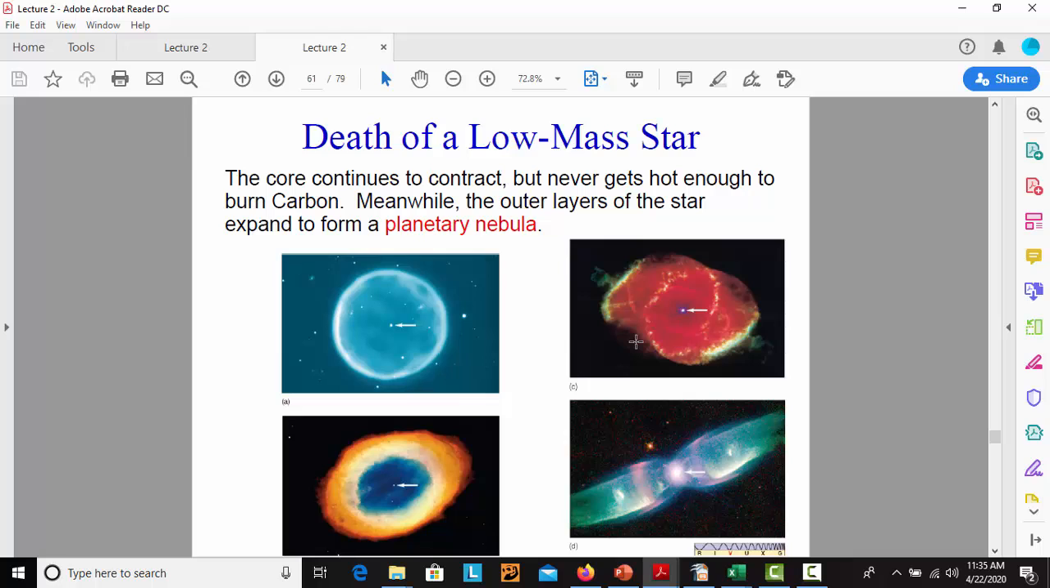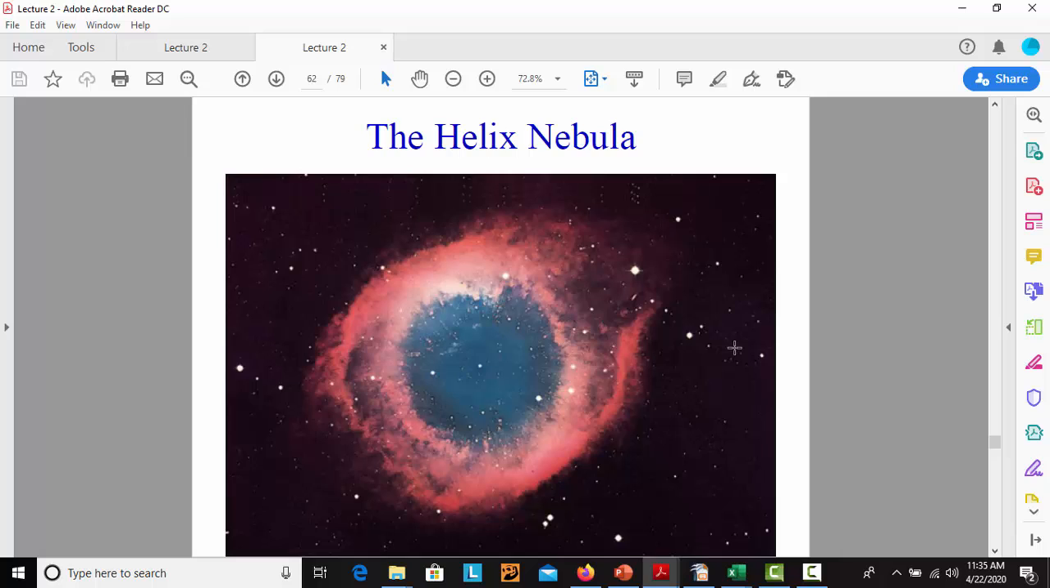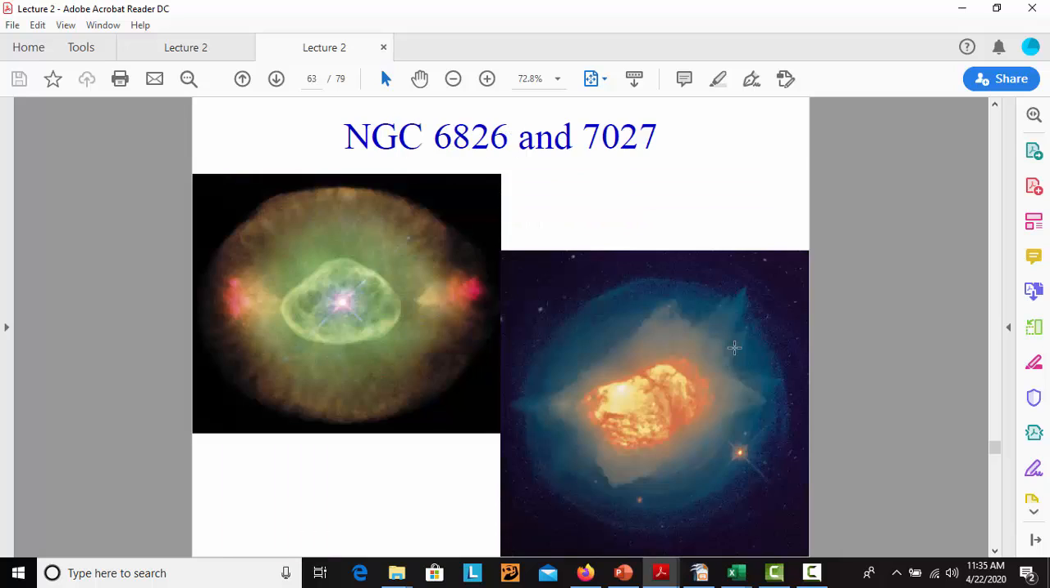The core continues to contract, but never gets hot enough to burn carbon. Meanwhile, the outer layers of the star expand as a planetary nebula. Right, so this shows the core, and here's the outside exploding away. Here's another picture of the Helix Nebula, and NGC 6826 and 7027.